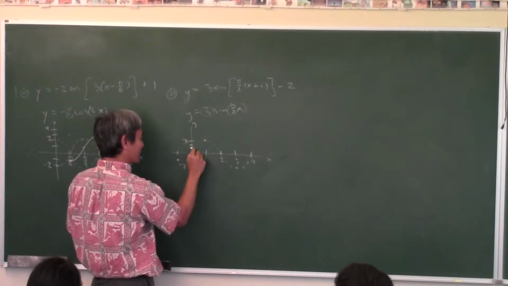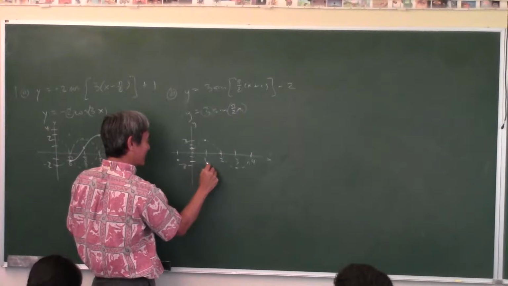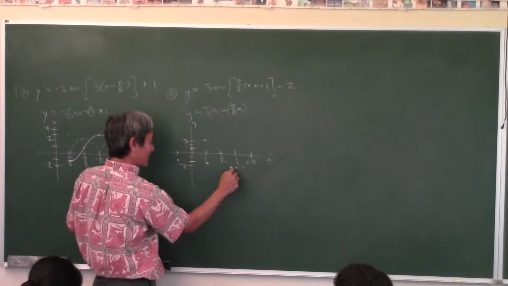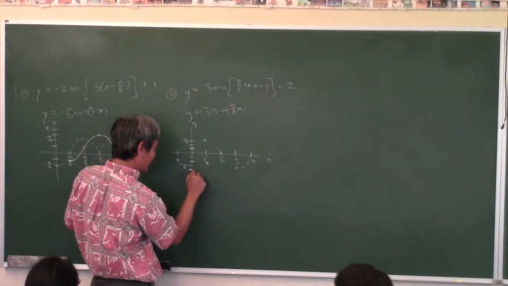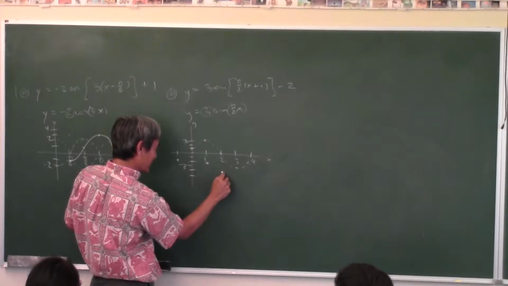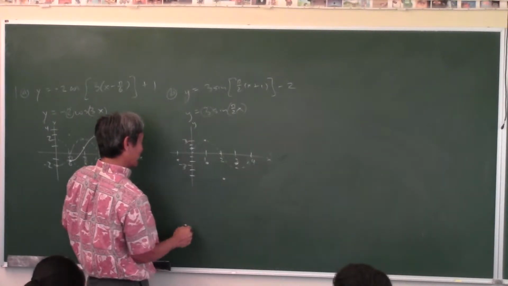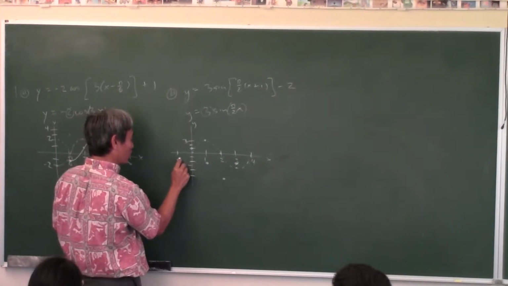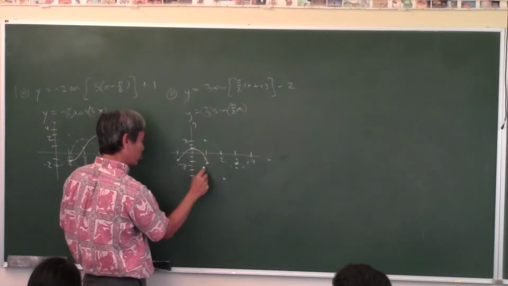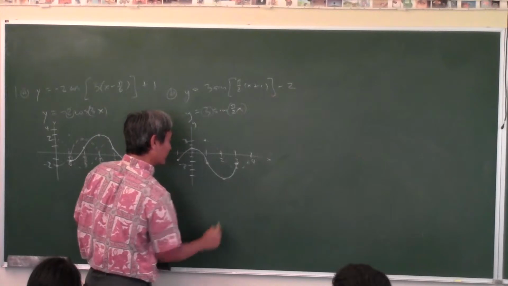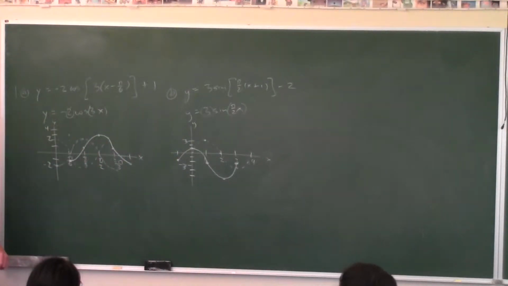One left, two down. This point, one left, two down. I guess we have to go down here. Then one left, two down. And then this point, one left, two down. Okay, and here we go. There you go. And then copy and paste.